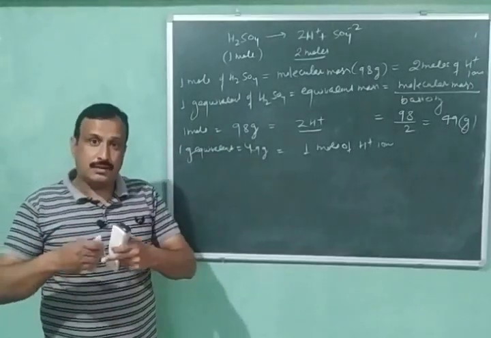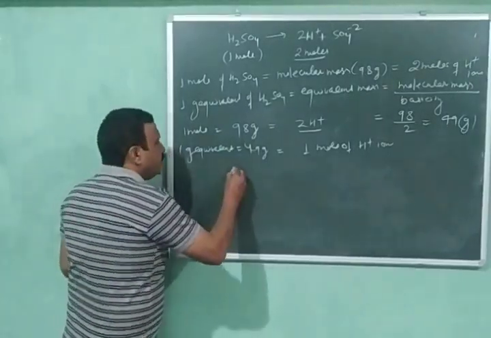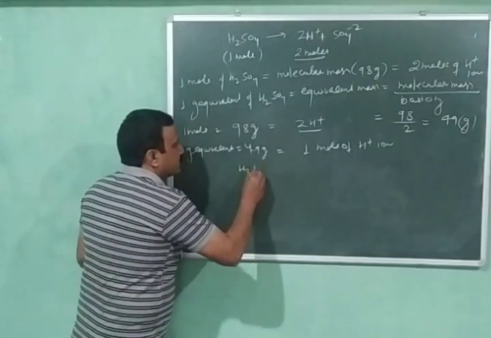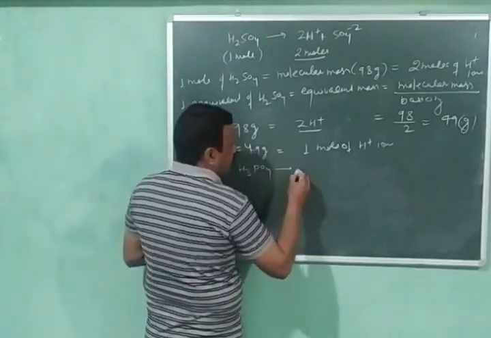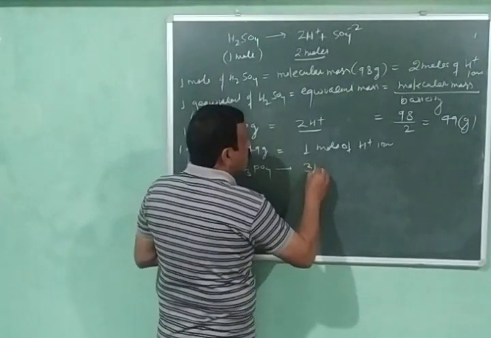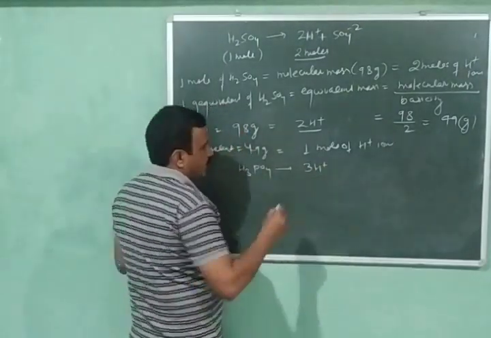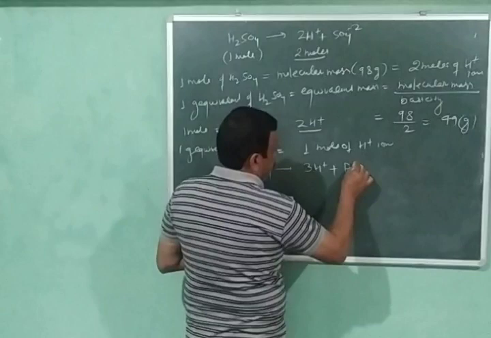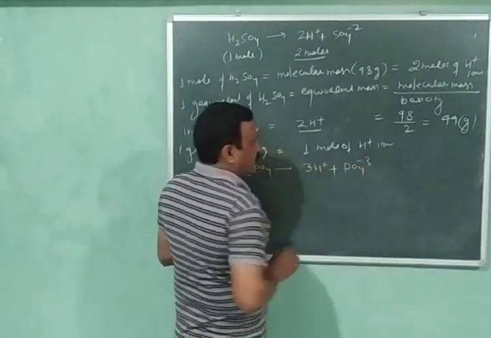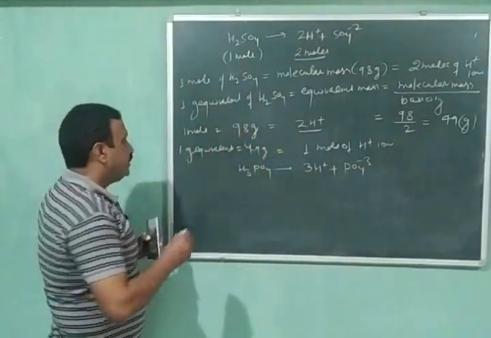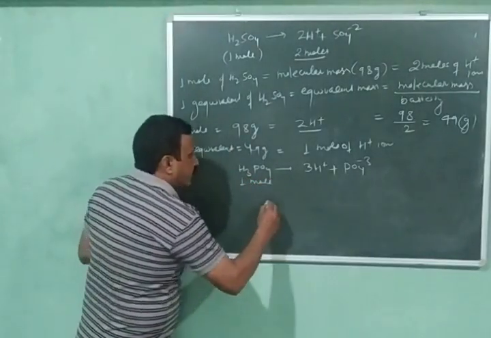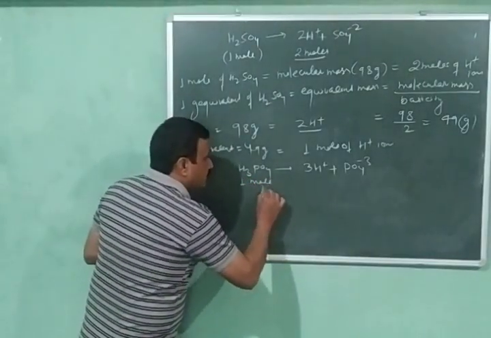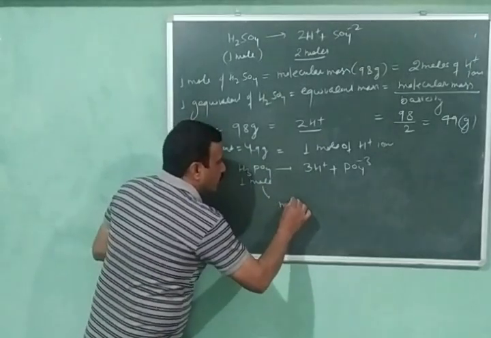Let us explain with another example. Here I am having phosphoric acid, and this phosphoric acid is giving us 3 moles of H positive ions and a phosphate ion. As I said, here we have taken its 1 mole. Then its 1 mole will be equal to its molecular mass.